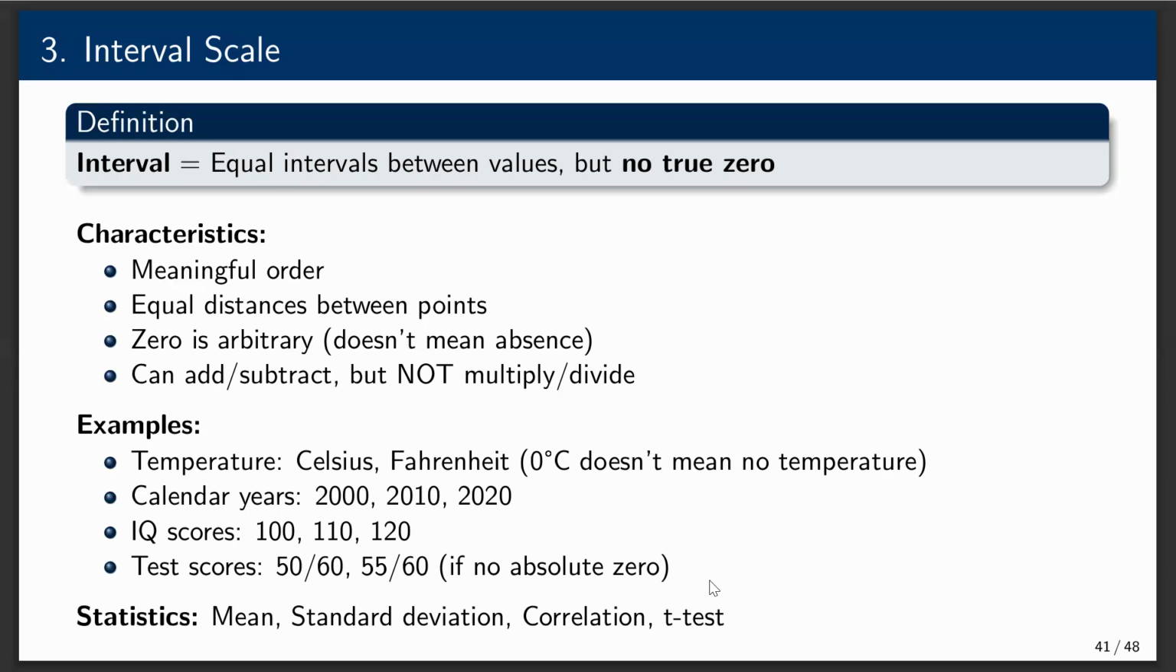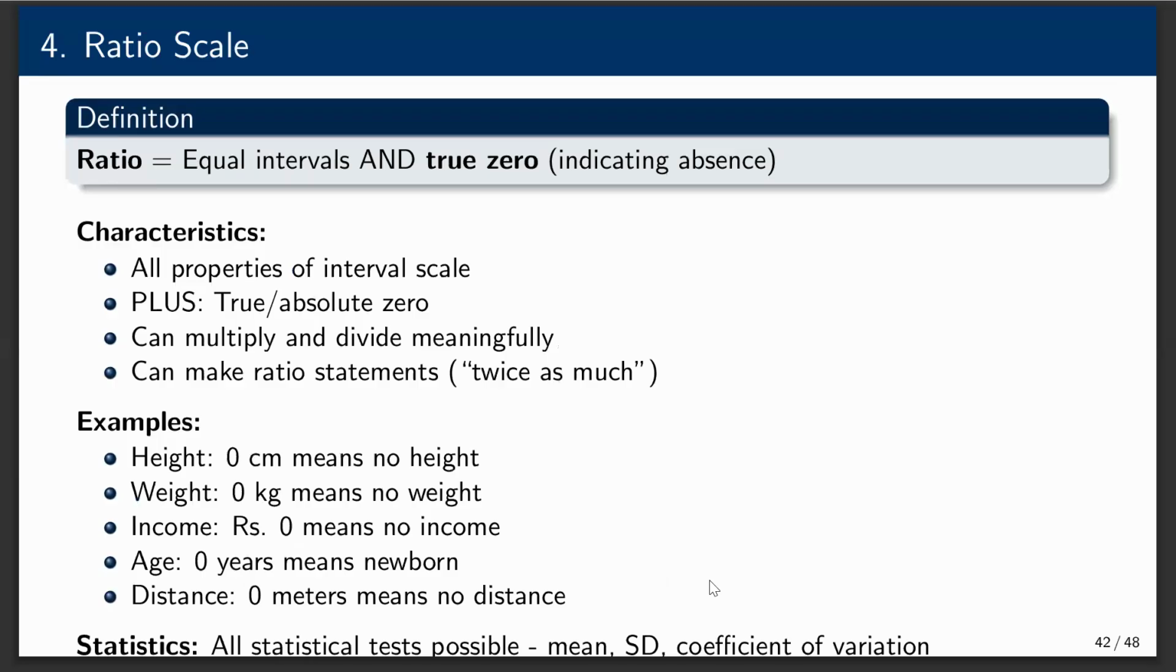Examples: temperature like Celsius and Fahrenheit. So 0 degree Celsius doesn't mean no temperature, right? Also calendar years 2000, 2010, 2020, IQ scores, test scores. So no absolute or true zero is meaningful. In this case, you can use the statistics mean, standard deviation, correlation, t-test with this data.